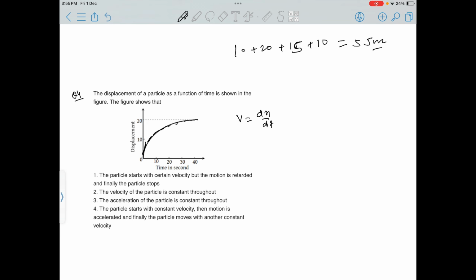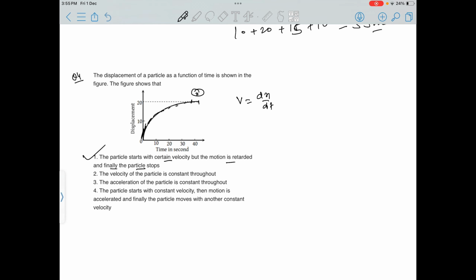So let's see the options. The particle starts with a certain velocity. This slope has some value, so there should be some velocity. This is correct. But the motion is retarded. Retarded means velocity is decreasing, the slope is decreasing. This is also correct. And finally the particle stops. The displacement from here to here has no change, so it stops with time. This option will be correct.